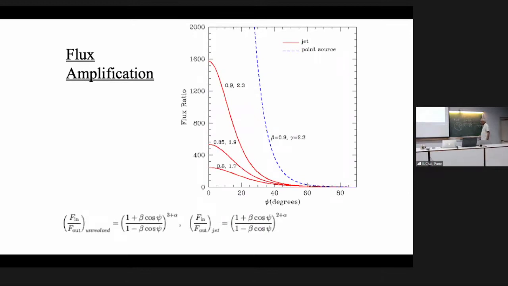There are also other things. There is also flux amplification. Supposing that these blocks are emitted symmetrically, one block is moving towards you, the other block is away from you. And because of special relativistic effects, you can show that the flux of the block which is coming towards you divided by the flux of the block which is moving away from you is equal to this quantity. And you can see what this ratio is. As psi becomes smaller, this ratio becomes larger.